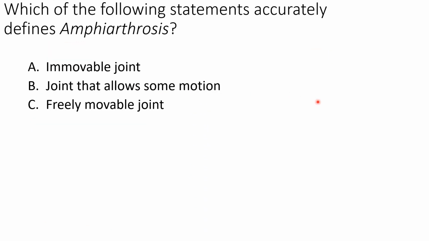So another example question here. Which of the following statements accurately defines an amphiarthrosis? So remember, amphiarthrosis refers to those cartilaginous joints, those joints that allow some motion. So the correct answer would be B.